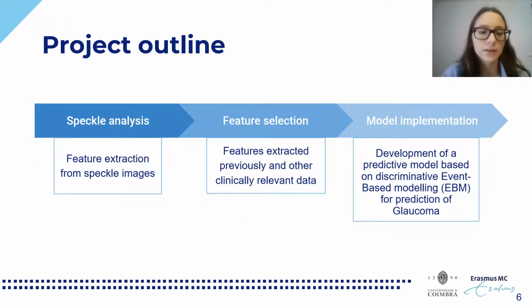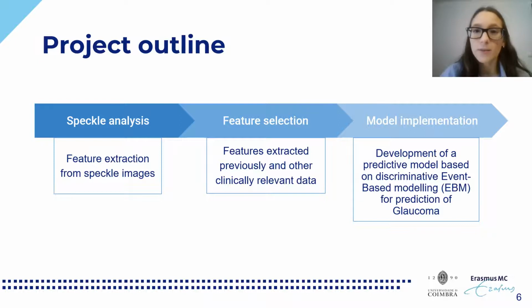So here is a little outline of the different steps of my master thesis project. The first step is speckle analysis, so learning different possible ways to extract information from speckle patterns. And for that, I performed a literature review on several different methods, some of which I will present to you next. The second step is to gather all these features together with other clinically relevant data like age, the retinal nerve fiber layer thickness, microvascular density, and some other clinical parameters.